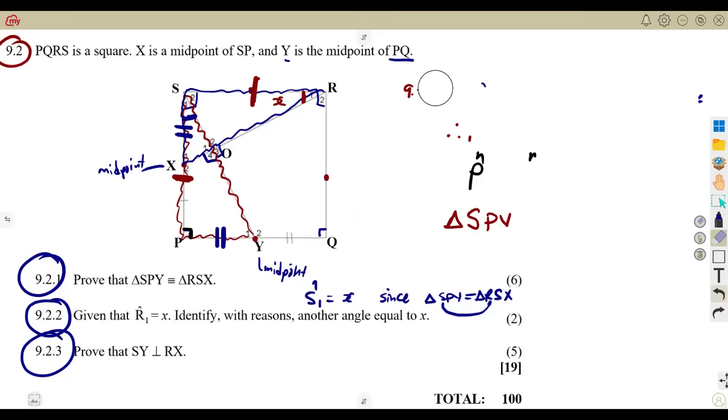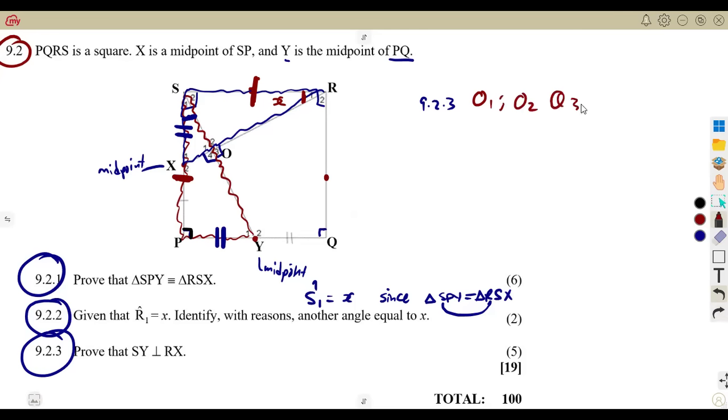In order for you to prove that they are perpendicular, simply prove that one of these angles is 90 degrees. Either O1, either O2, either O3, any one of these at this point is supposed to be 90 degrees. If we can prove that, we are done. So how can we prove this?